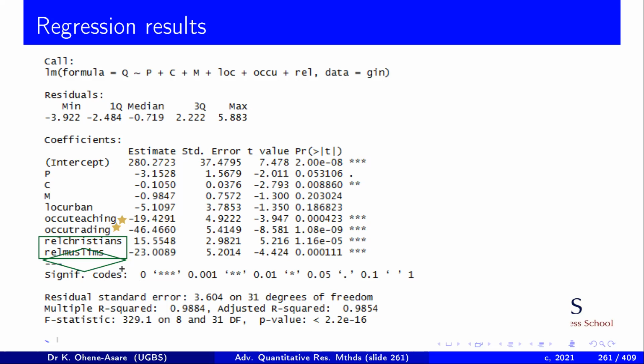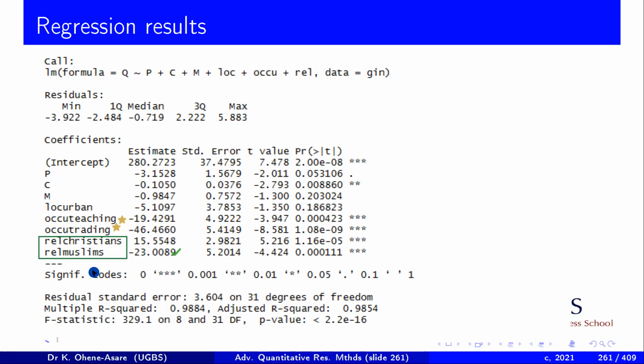So how do you interpret religion Muslim? The value is negative 23.01. Well, this is how you interpret that value. On average, given the price and complement price of gin, income of the people, location of the shop, and occupation of the people. You see, I didn't say religion.